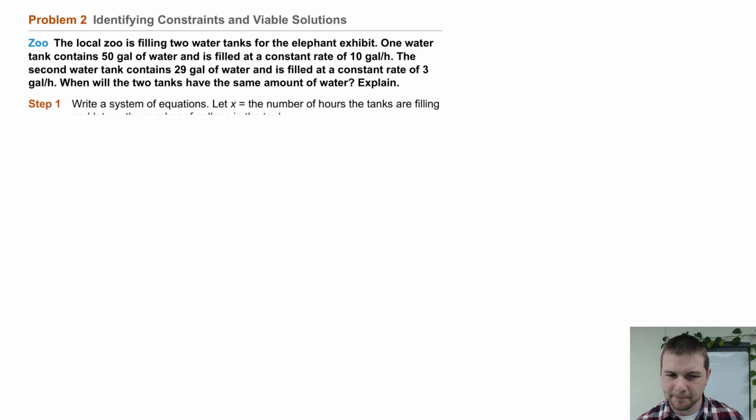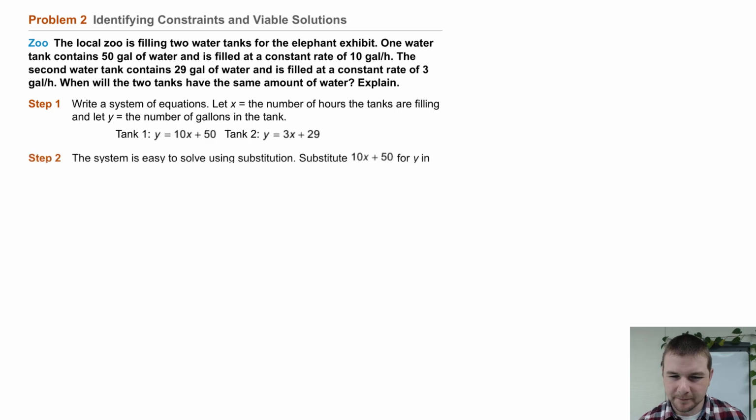Explain. Step 1. Write a system of equations. Let x equal the number of hours the tanks are filling, and let y equal the number of gallons in the tank. First, the equation for tank 1, y equals 10x plus 50. And for tank 2, y equals 3x plus 29.